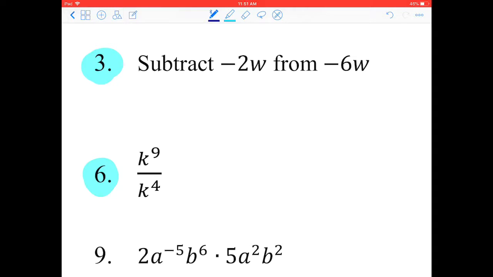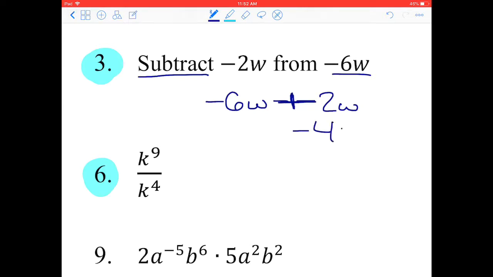When you have problems written like this, you need to be really, really careful, especially when they're both negatives, because you're subtracting. You're subtracting the first thing from the second thing. So that means the second term needs to come first, negative 6w. Subtract, and then the other term that you're subtracting is also negative. So what I have here are double negatives. So we're going to turn double negatives into a positive. And now I have negative 6 plus 2, which is negative 4w. Okay.